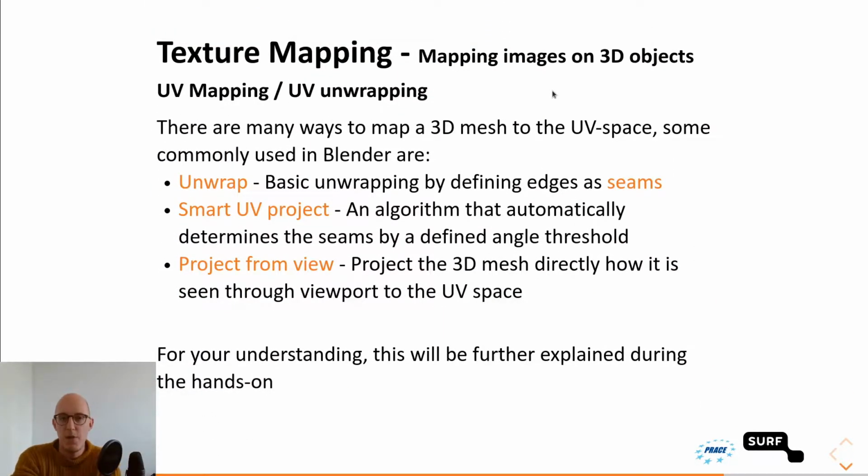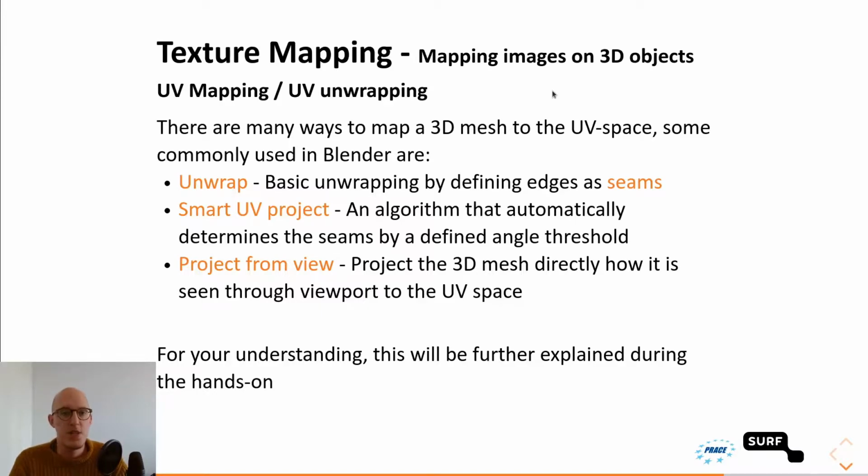Now a little bit more about UV unwrapping. There are many ways to map a 3D mesh into the UV space. Some commonly known in Blender are the unwrap, which is a very basic unwrapping by defining the edges on a surface as seams. So basically what Blender does is then cut it like with a scissor and fold it out into the UV space. For example, the sphere you saw before, just on one side you cut a seam and then it will unwrap it like that.